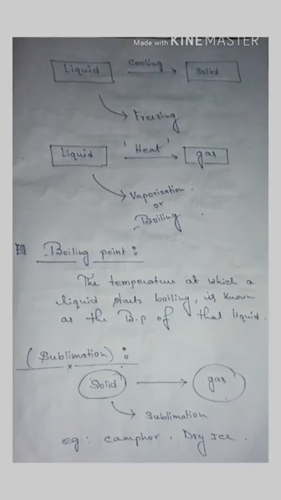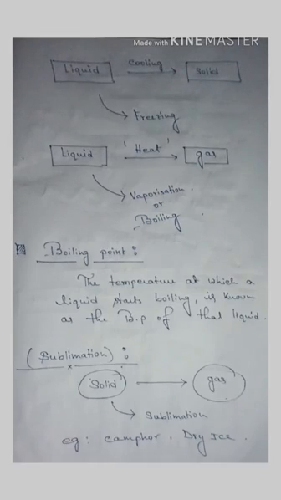Now we have to find out what is the difference between evaporation and boiling. In case of boiling, we have to give heat energy from outside. Extra heat energy is given. But in case of evaporation, the room temperature is enough. No external heat energy is given.